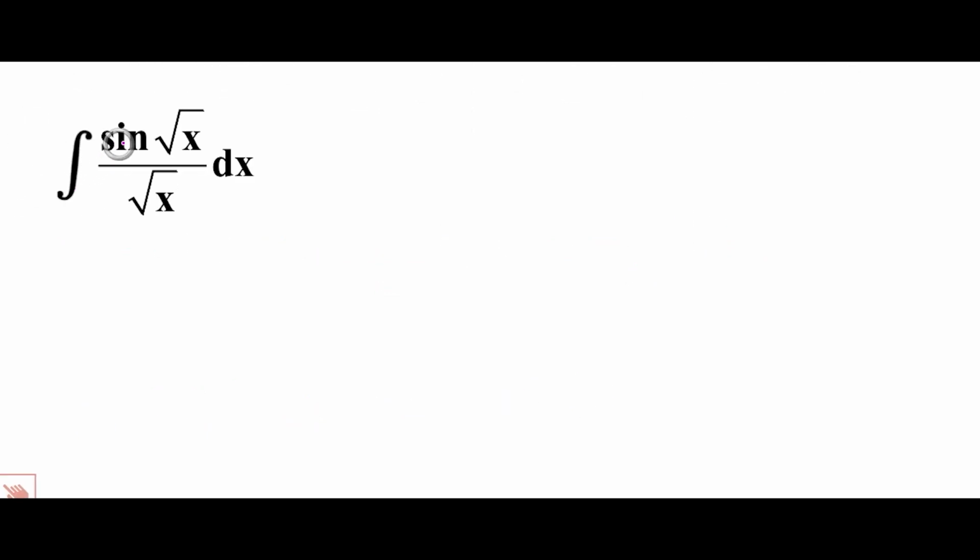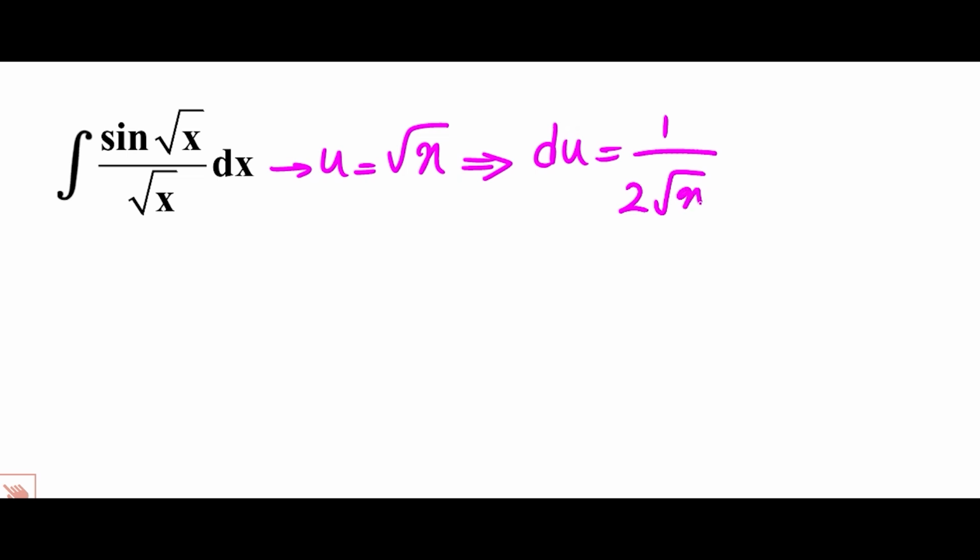Number 2, the integral of sine of the square root of x over the square root of x dx. We use U-substitution here. Let u be the square root of x. So if we take the derivative of both sides, we have du equals 1 over 2 times the square root of x dx. Notice that the derivative is already there in the denominator, which makes it a perfect fit.